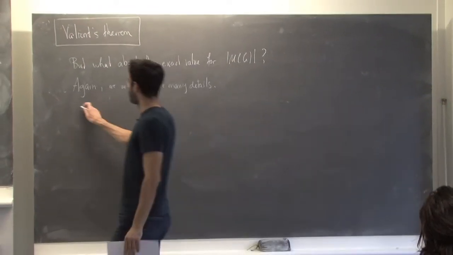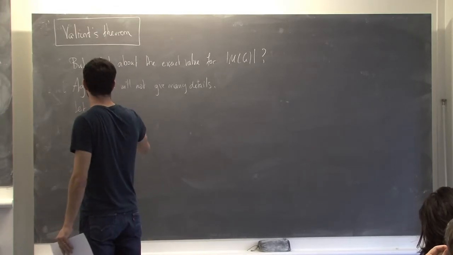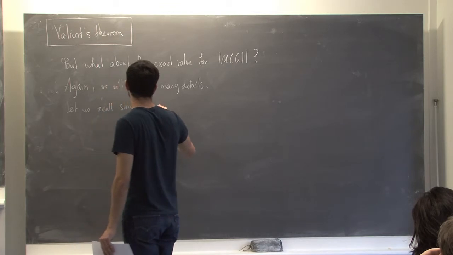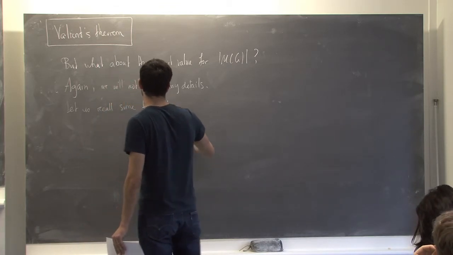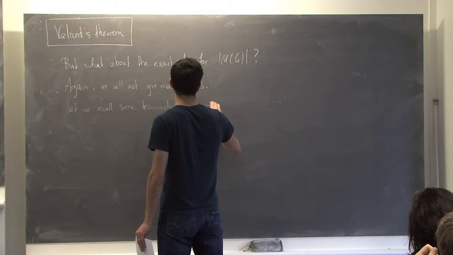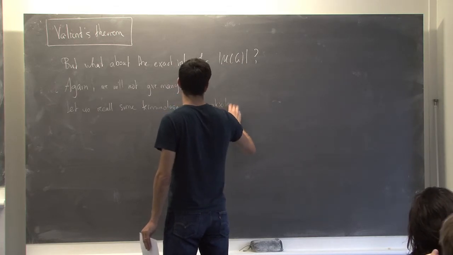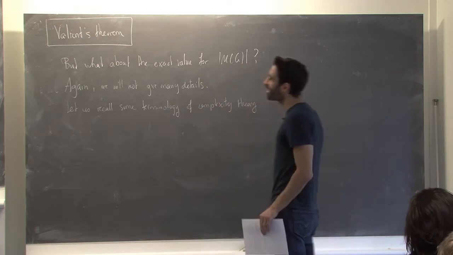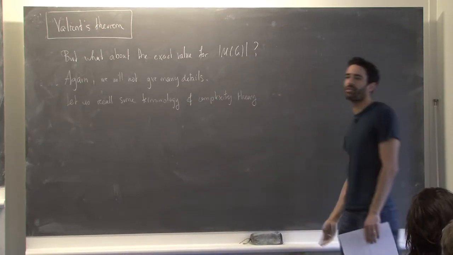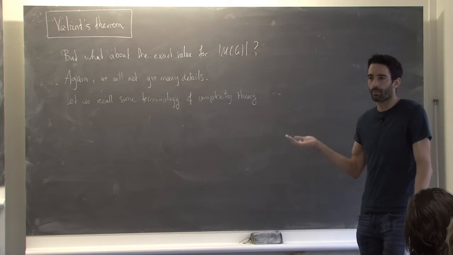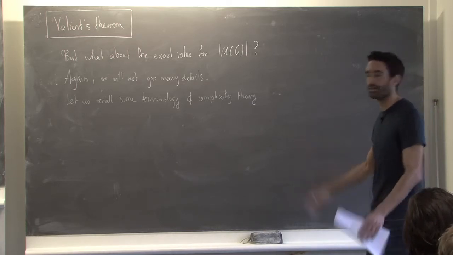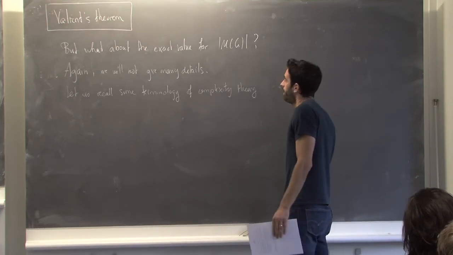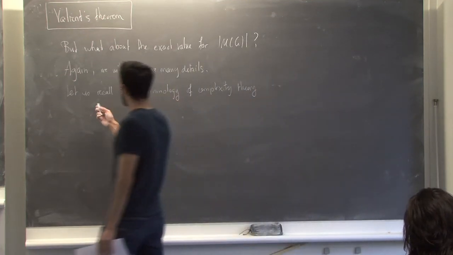Okay, so let us recall some terminology of complexity theory. Okay, since the answer to this question, can we count it efficiently, is negative, you need some complexity theory to tell you, well, okay, it's negative because it's of such and such complexity. Okay, so.